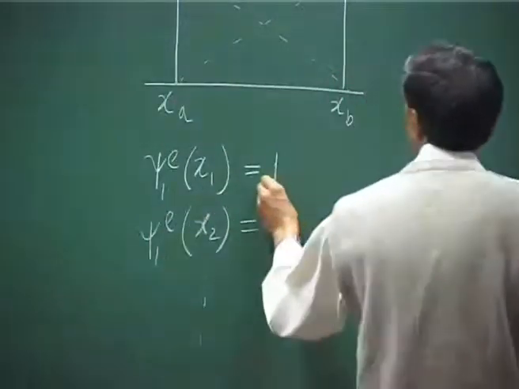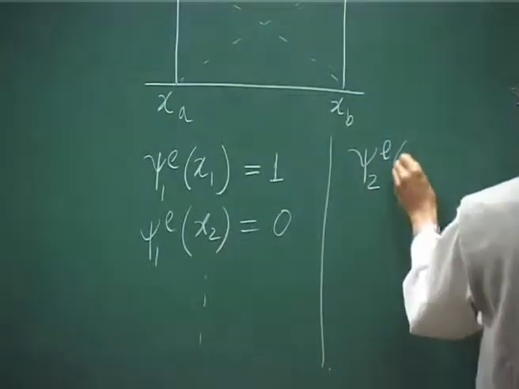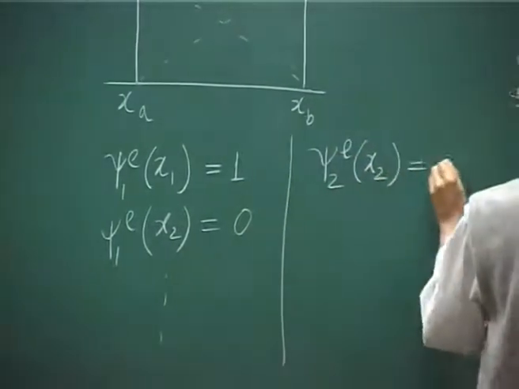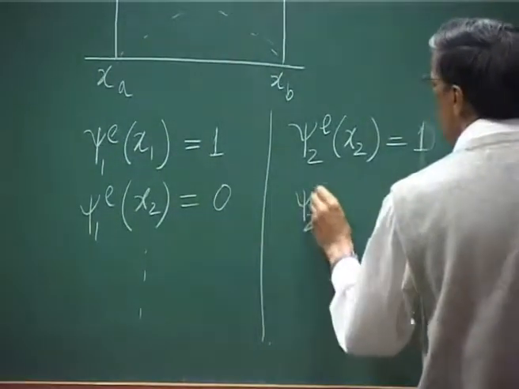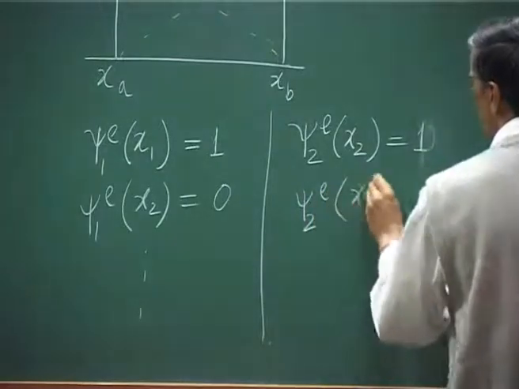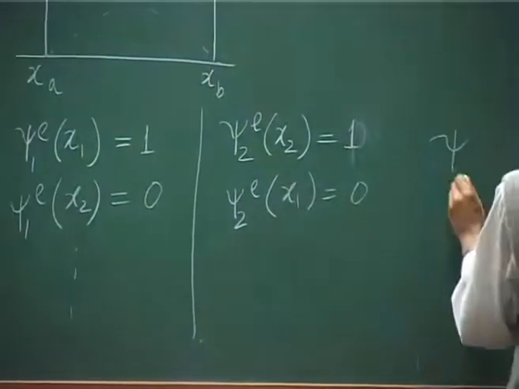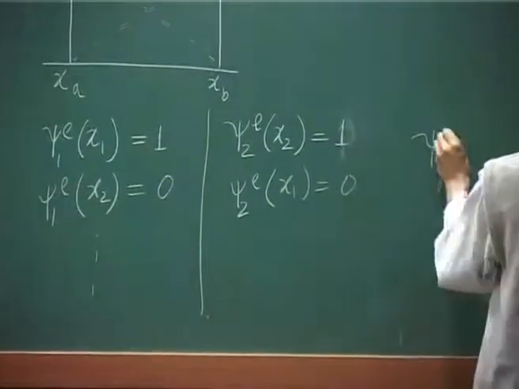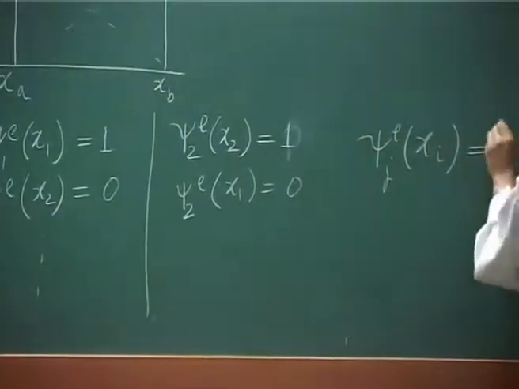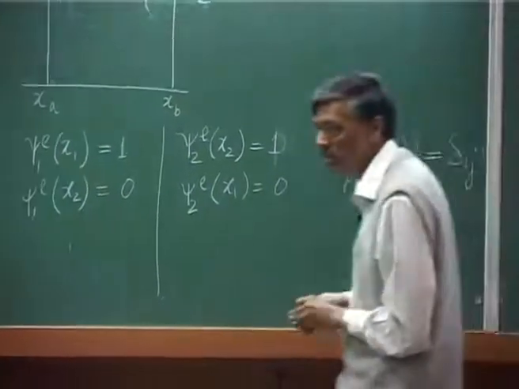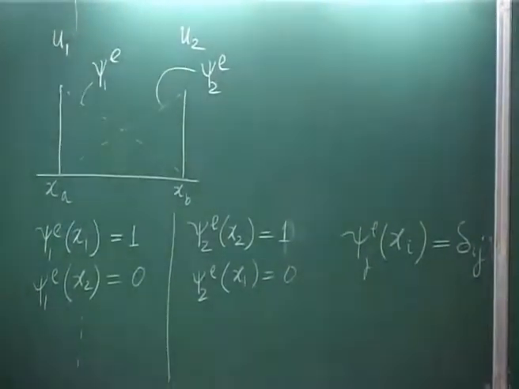In contrast, you will see that the psi 2 function evaluated at x2 is equal to 1, whereas psi 2 evaluated at x1 is equal to 0. So this basically tells you that if I write psi j evaluated at xi, this is like your delta function. When i is equal to j, it is 1, and when i is not equal to j, it is 0.